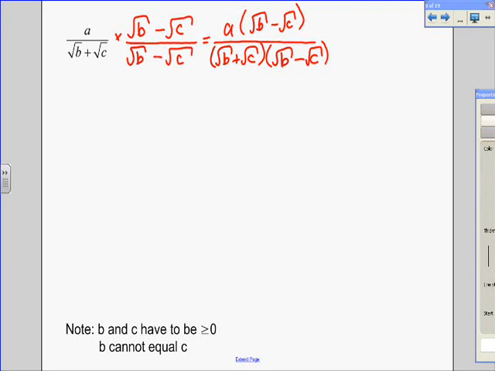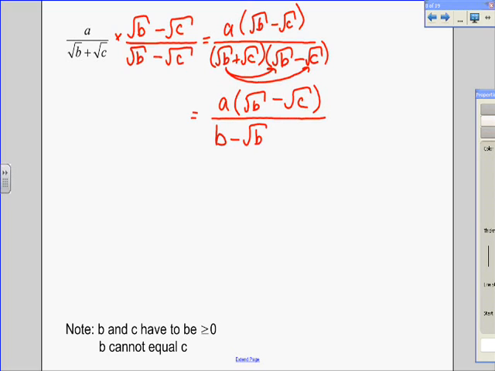Let's go on to our next step here. So the top is going to stay the same. And what happens on the bottom? Well, I actually need to multiply to do this. So I have the square root of b times the square root of b. What does that give me? That gives me, well, the root of b squared, which is just b. I have the square root of b times the square root of negative c. So that gives me negative square root of b times the square root of c. And I'm just going to leave it like that for now.